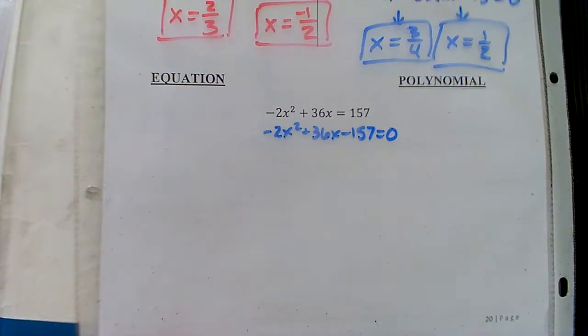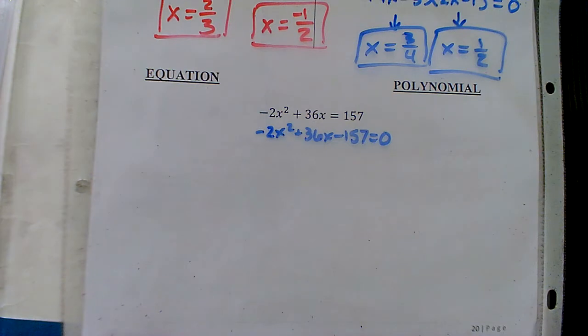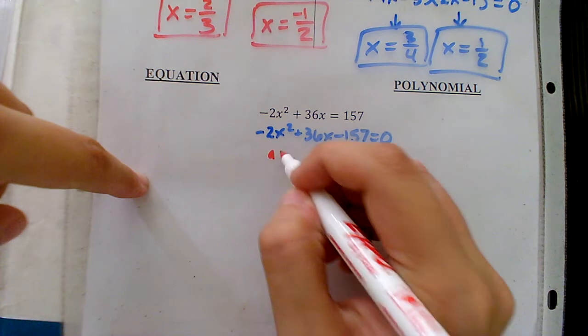All right, let's think about some techniques. GCF, do we have one? Not really. You could pull out a negative, but that's just going to switch the signs. It's not really going to change the numbers in an easier way for us. So not really GCF. Definitely not I am. No difference of squares. So divide and slide.